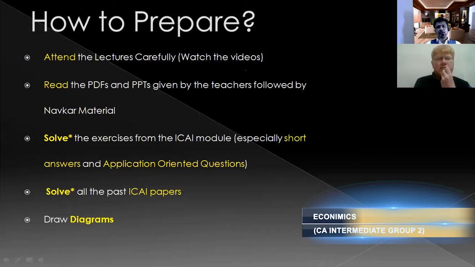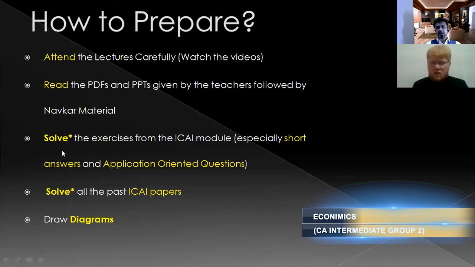So the best way is to watch the videos from the NDI application. Navkar Institute is providing all the videos. They can have a look at all the videos, and then they should read the PDFs and the PPTs which are given to them by their teachers, followed by the Navkar material. These PDFs and PPTs created by the teachers are in much simpler and easier language. So instead of directly trying to read the ICAI module, I feel that if they read these PDFs and PPTs, they will find it easier.